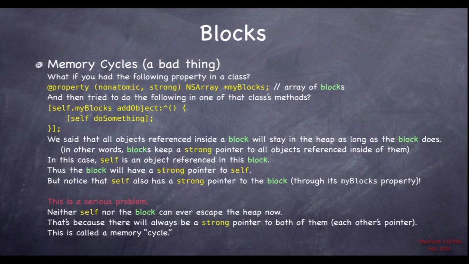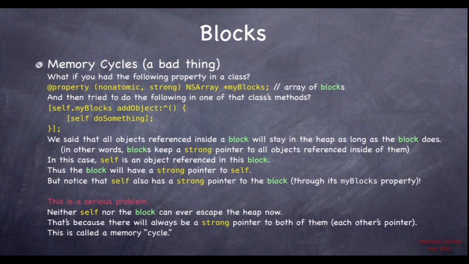All right, so memory cycles. This is a bad thing, and I'm going to show you how you solve this, and it's a little odd. If you don't really get what I'm saying here, you can go stare at these slides later. Your homework will not be required to do anything like this, so you don't have to worry about it. But if I taught you blocks without talking about this problem, I would not be doing you a service. So you've got to know that this problem exists, okay? And this problem is memory cycles. So what if I had a class that had a property, an NSArray of blocks, okay? And then what if I tried to add, somewhere inside the implementation of that class, an object which took a block whose implementation referred to self?